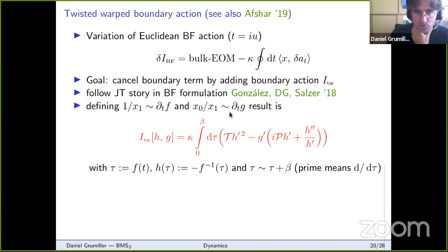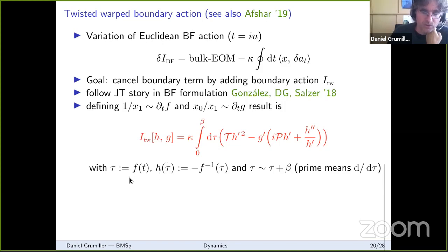Okay, here's just some notation. I defined some functions f and g in terms of the functions that appeared in the dilaton. They were called x0 and x1, up to some irrelevant factors or signs. 1 over x1 is the time derivative of f, and x0 over x1 is the time derivative of g.